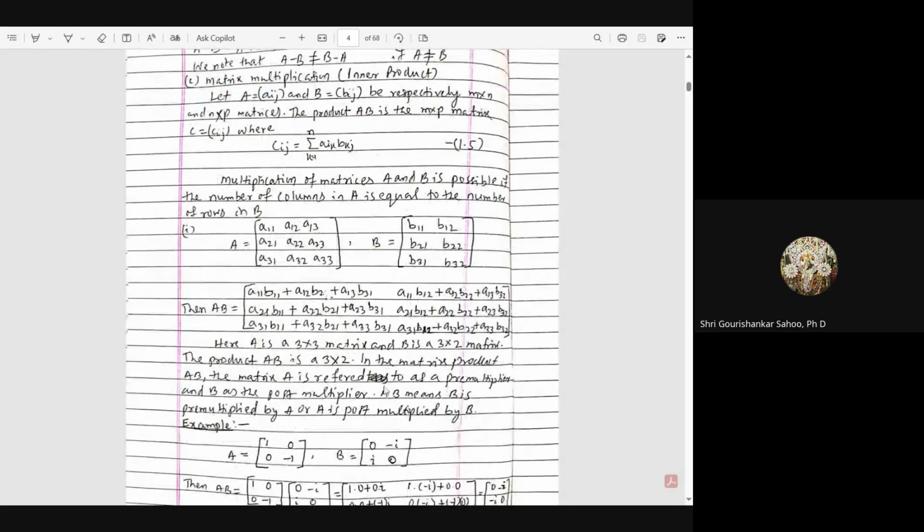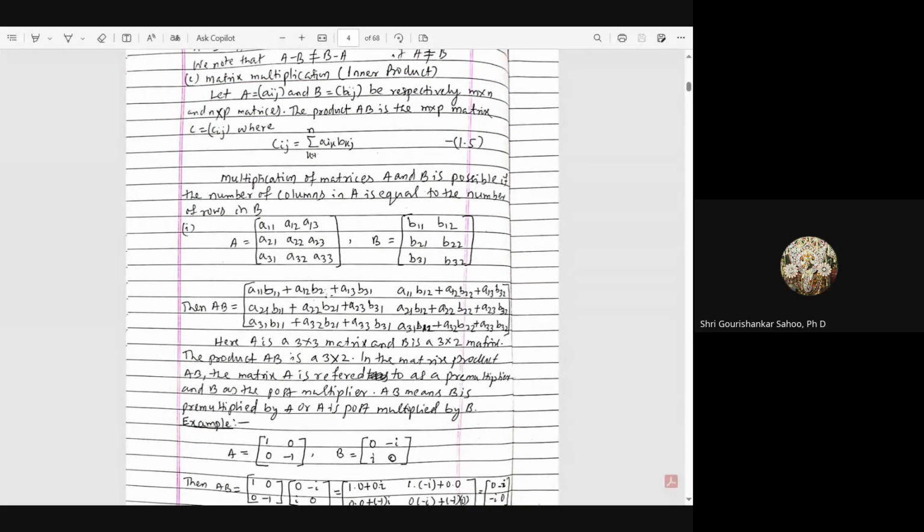Similarly, you can have an inner product. So what is an inner product? You can see on the screen. If A is equal to A11, A12, A13, A21, A22, A23, A31, A32, A33, and B is equal to B11, B12, B21, B22, B31, B32, then the resultant AB, which is called the inner product, can be written as shown on the screen.